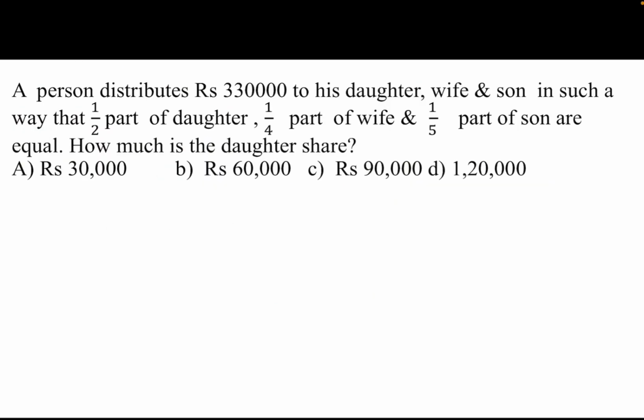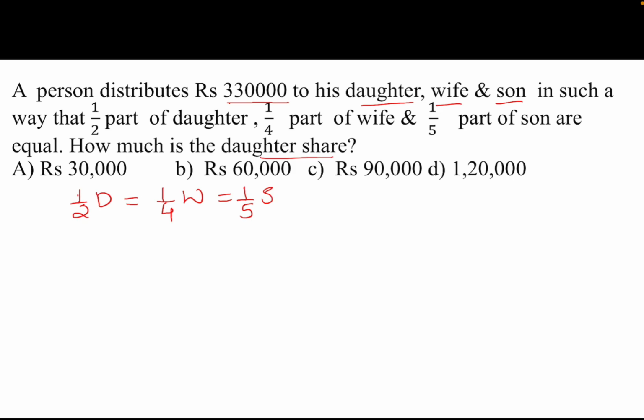A person distributes rupees 3,30,000 to his daughter, wife and son in such a way that 1 by 2 part of daughter and 1 by 4 part of wife and 1 by 5 part of son are equal. How much is the daughter's share? Now what is it? They are saying a person distributes 3,30,000 to his daughter, wife and son in such a way that half part of daughter is equal to 1/4 part of wife is equal to 1/5 part of son. Then how much is daughter's share, they are asking.